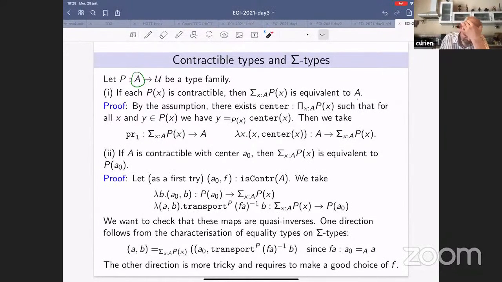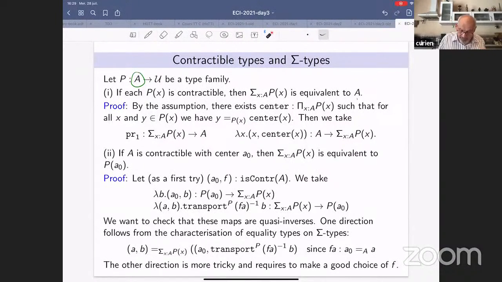Hence, this function, I call it center. And the property of this function center is that, because P of x is contractible, if I take any x and any y in P of x, I will have a proof that y is equal to center of x. Because it is by contractibility of P of x, center of x being the chosen center for P of x. So I have all this information. I have this function, and I know that I have a proof of this for all x and y.